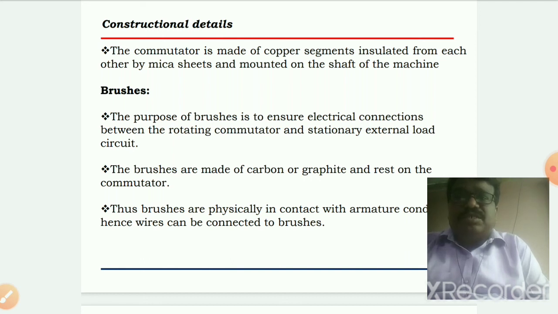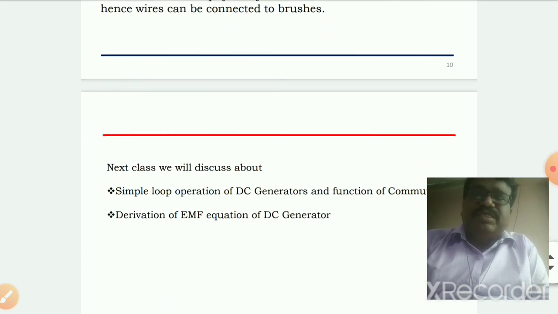They are mounted on the commutator segments. These brushes are stationary, but the commutator segments are in rotation. The brushes are physically in contact with the armature through wires only, but the brushes are stationary. So this is about the constructional details of the DC machine.